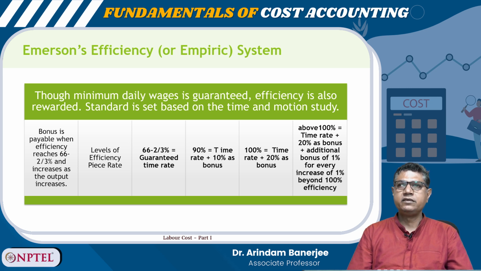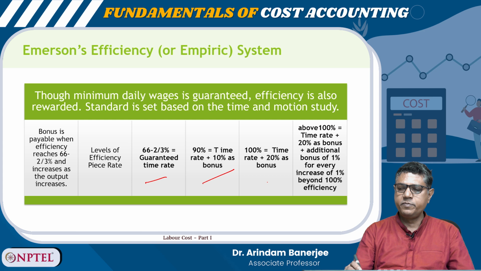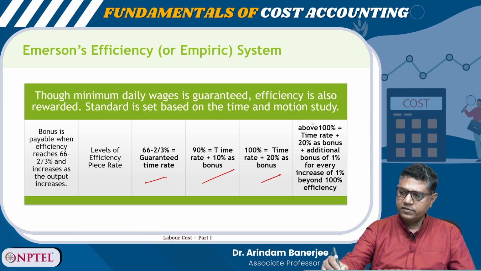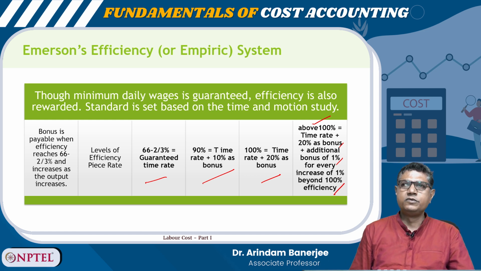Levels of efficiency: piece rate is up to 66 2/3%, guaranteed time rate is 90%, time rate plus 10% as bonus, 100% is time rate plus 20% as bonus, and above 100% is time rate plus 20% as bonus plus an additional bonus of 1% for every increase of 1% beyond 100% efficiency. You can observe here that under all the systems, they were rewarding the performance.